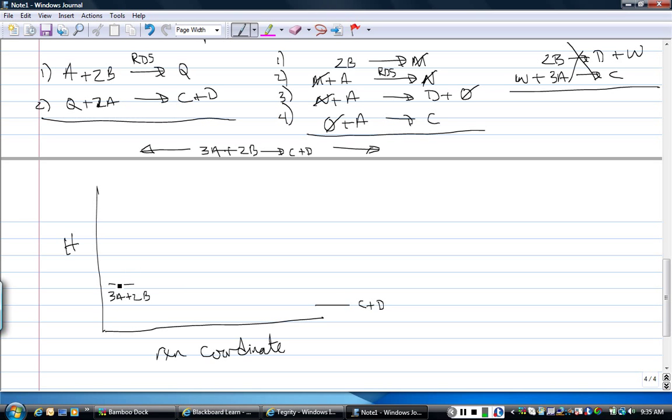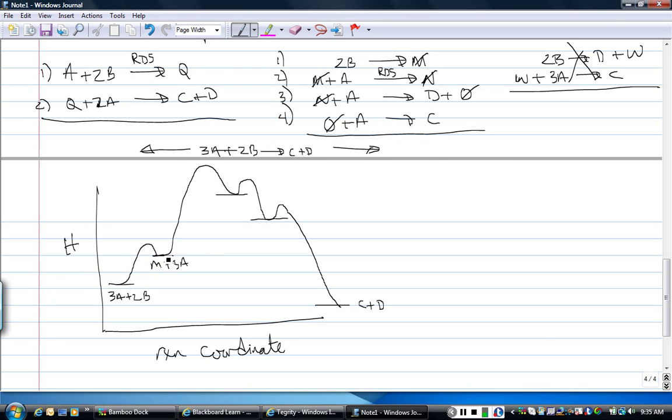So step 1 gives rise to some species. Then there's an RDS, step 3, and step 4. So what species do I have at the minima? Well, in the first step, both 2B's are gone, replaced by M. The 3A's are still there.